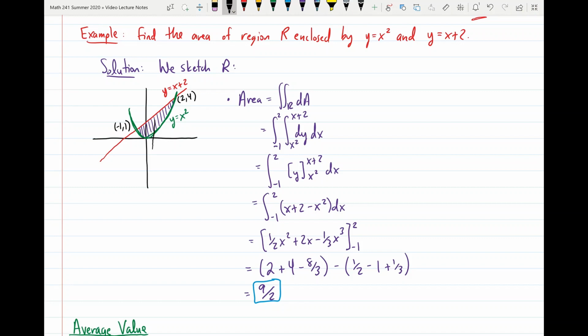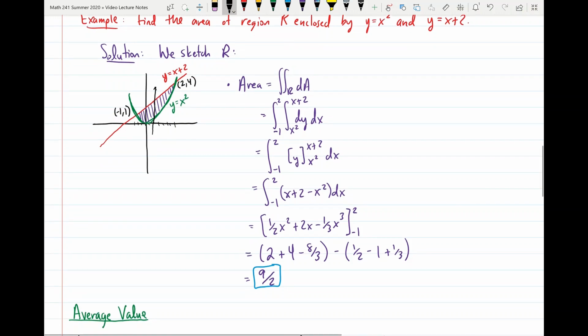So notice that it enters at y equals x squared and leaves at y equals x plus 2 for all of these different values of x along here. So our lower limit of integration will be x squared, our upper limit of integration will be x plus 2, and then x is going to range from the point of intersection on the left to the point of intersection on the right. So we go from -1 on the left to 2 on the right.